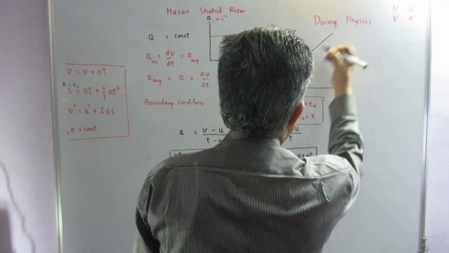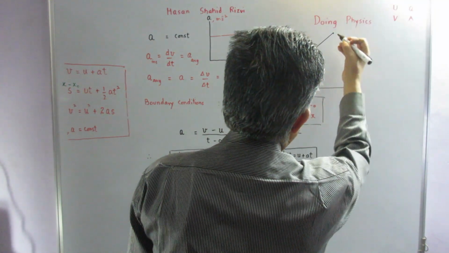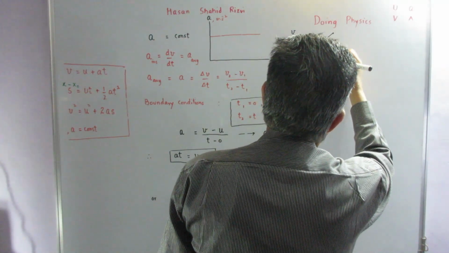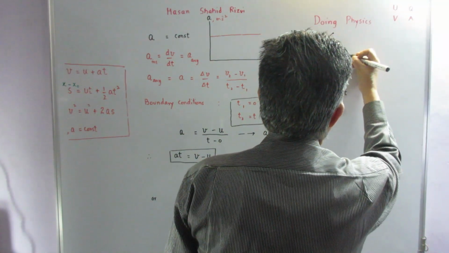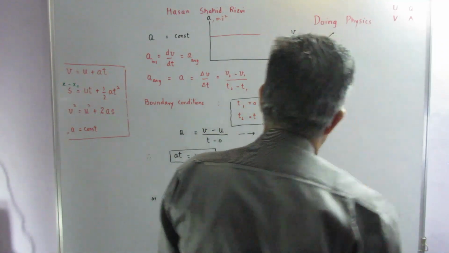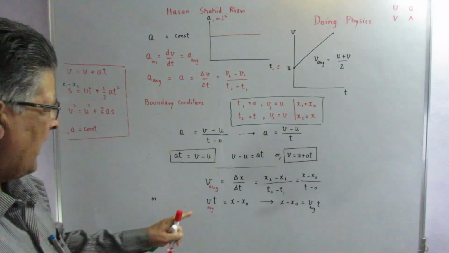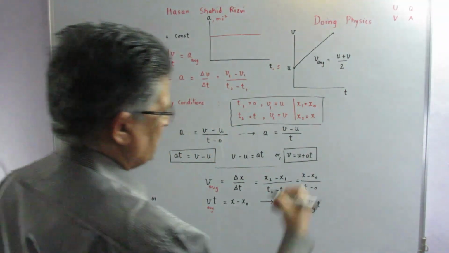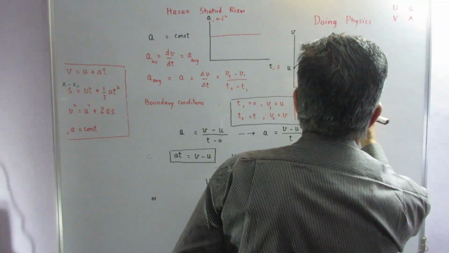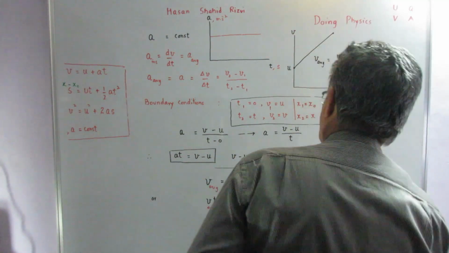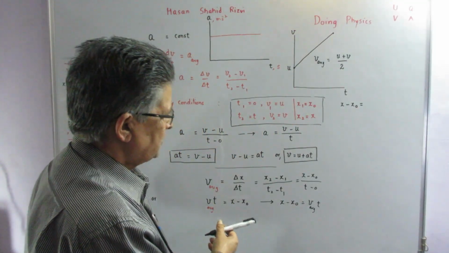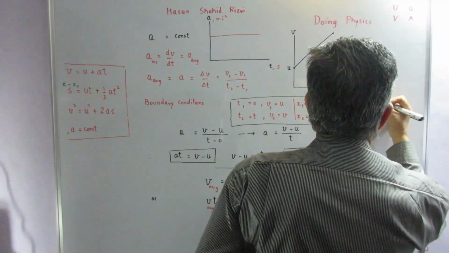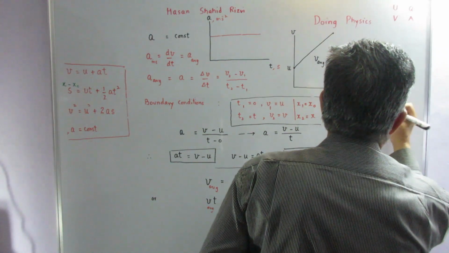So now let's see what is the average velocity. The average velocity will be this velocity plus this velocity divided by 2. So v average will be equal to (u plus v) divided by 2. And this is what we are going to substitute here, which gives us x minus x0. This turns out to be v average into t. So (u plus v) divided by 2, this multiplied by t.